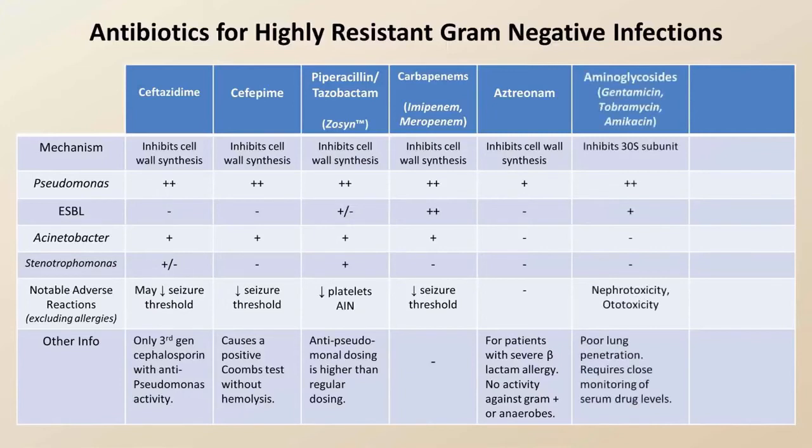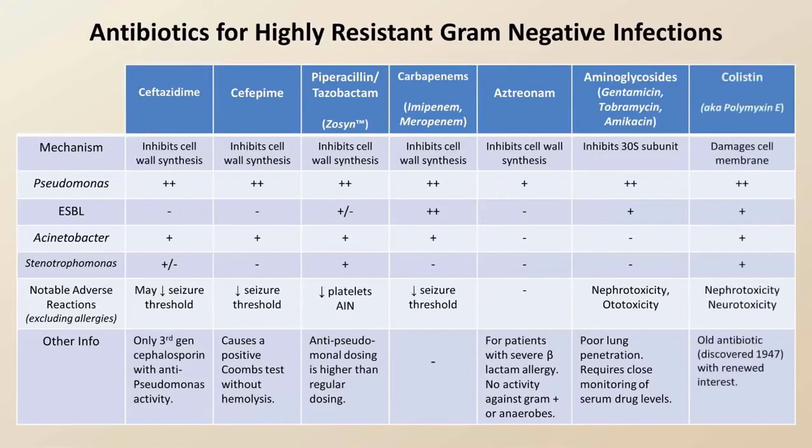The aminoglycosides, which inhibit the 30S ribosomal subunit, have great activity against Pseudomonas, with some activity against ESBL. The aminoglycosides have significant adverse effects, most prominently nephro and ototoxicity, which necessitates close monitoring of serum drug levels. The aminoglycosides also have poor lung penetration, though tobramycin specifically is available in an aerosolized form that is useful in treating pseudomonal infections in patients with cystic fibrosis.